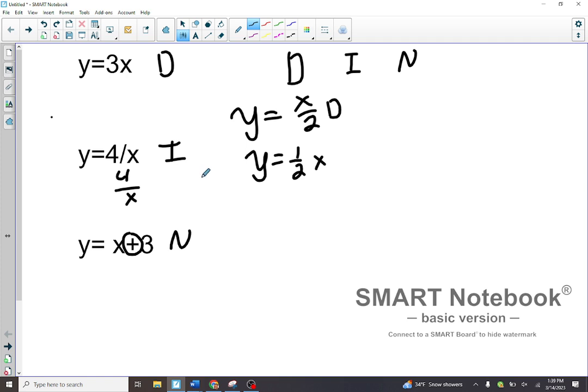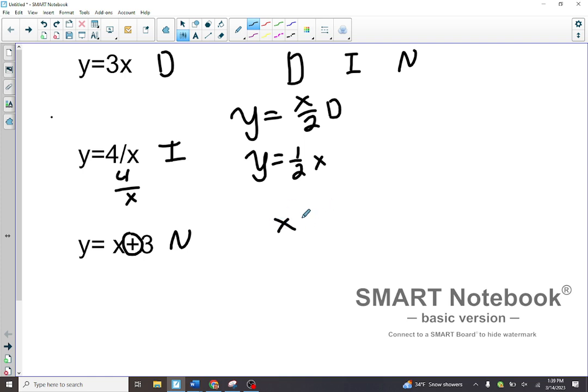So if x is on top, then it's direct. But say there was a problem where it's like 2x to the third plus 2. As soon as you see that plus, you know automatically it's neither. For this lesson there are no exponents. It's pretty simple. It's just x and y.